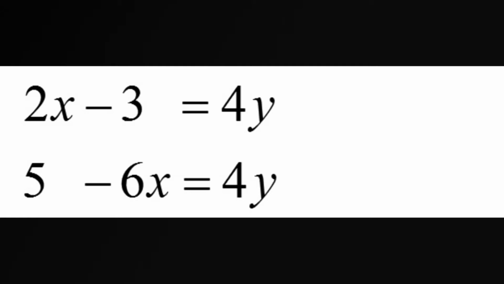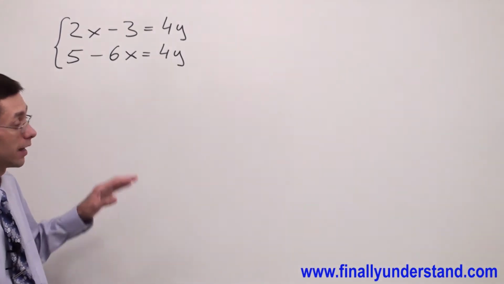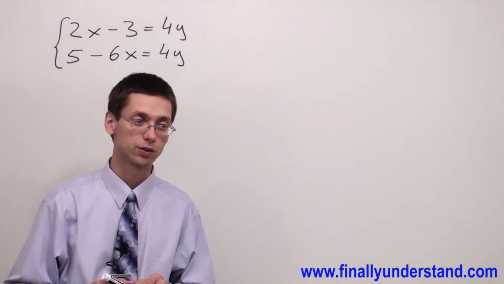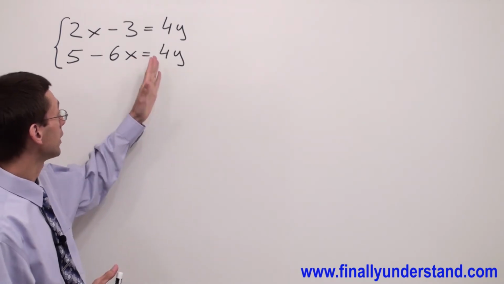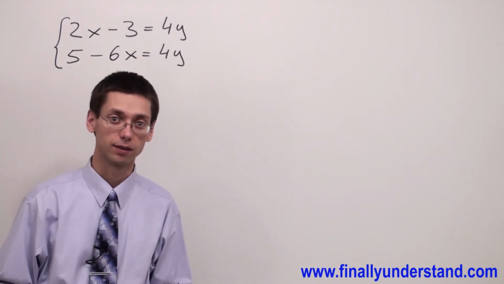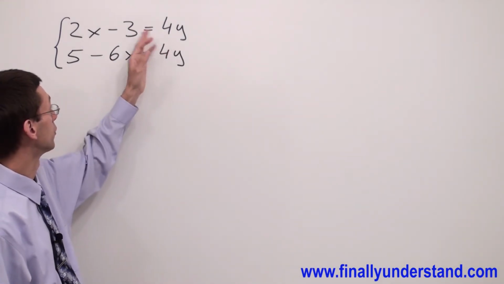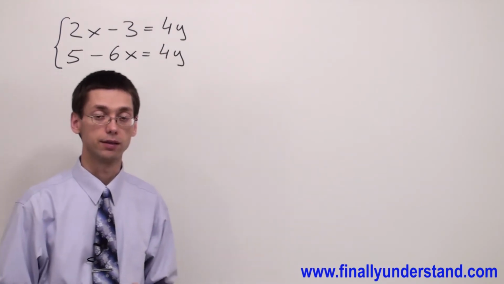Let's take a look at this example. Again, we're supposed to use addition-subtraction method, but this case is a little bit different. This is also called special case. Why special case? Because the right side of both equations is exactly the same. We have 4y for the first equation, and I have 4y in the second equation.